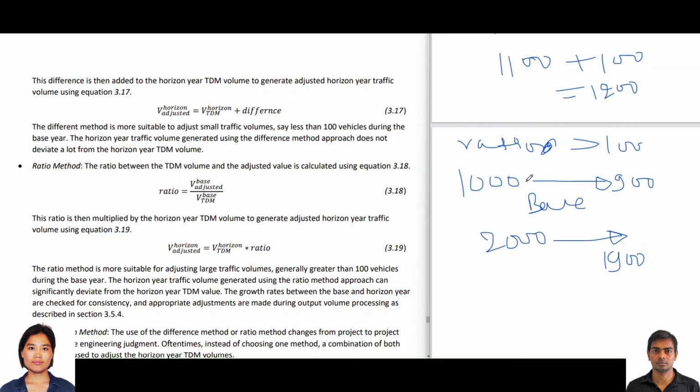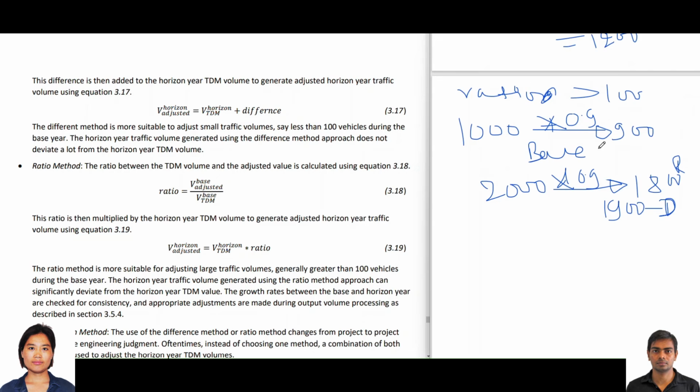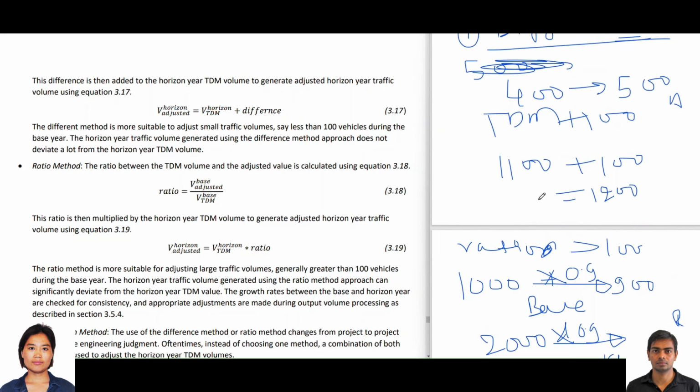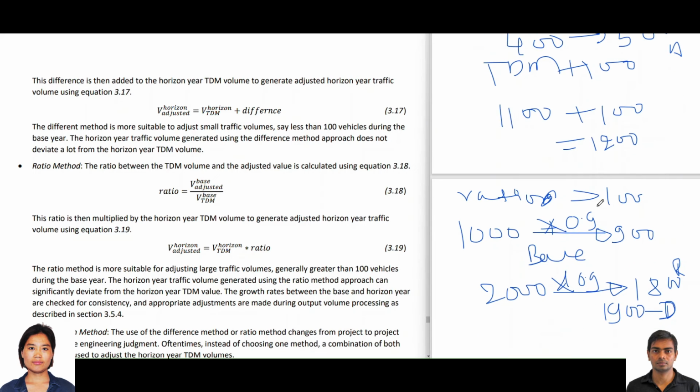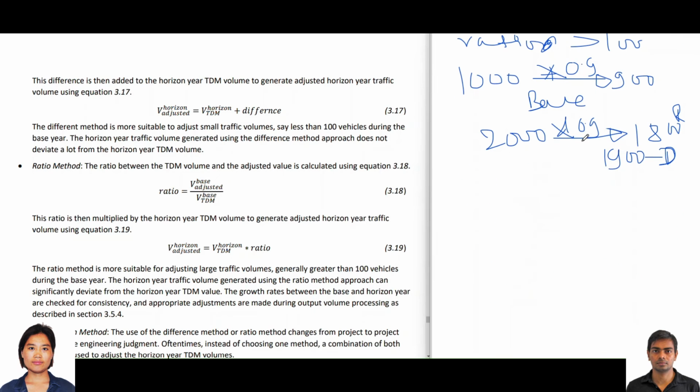So we look at in what ratio this got changed. To change from 1000 to 900, what I needed was to multiply it by 0.9. So we're going to multiply this by 0.9 and adjust this to 1800. So 1800 with the ratio method, 1900 with the difference method. That's very simple mathematics to adjust volumes between the base year and future year using the difference method and ratio method.